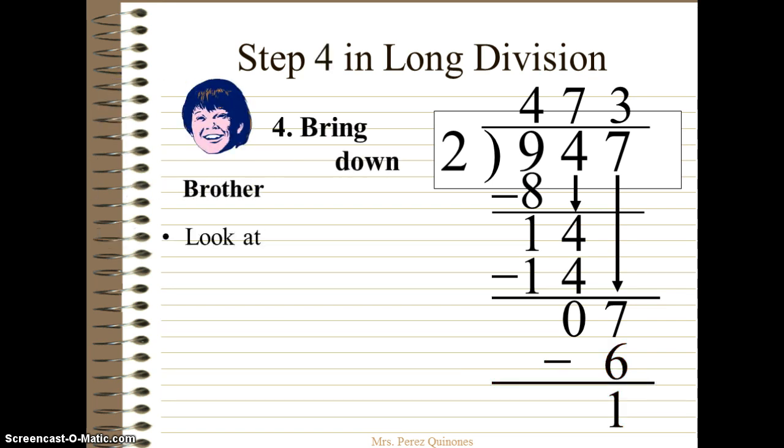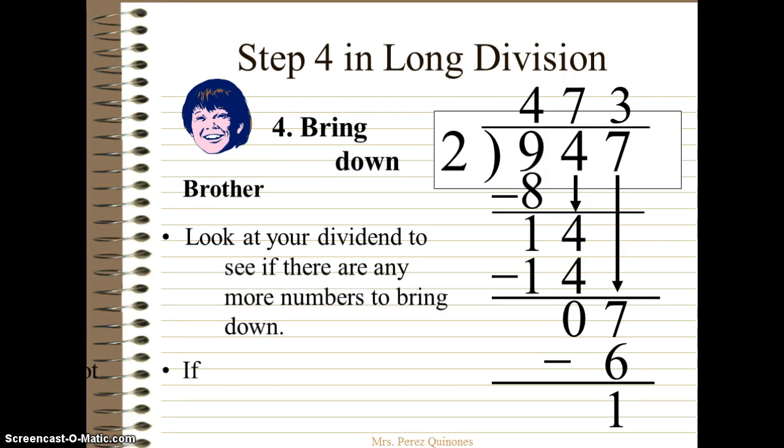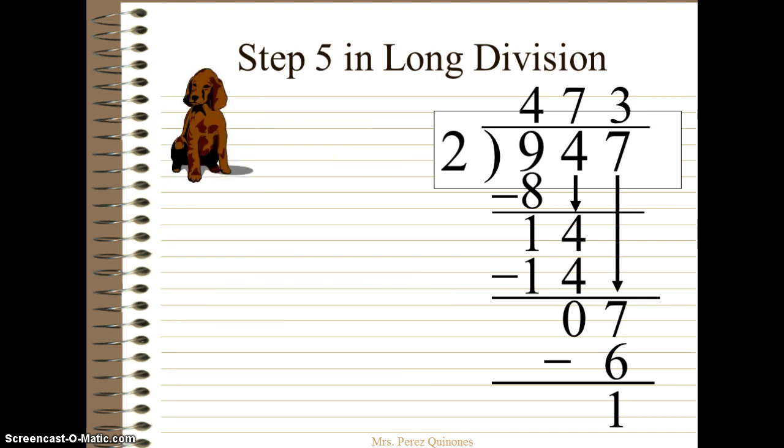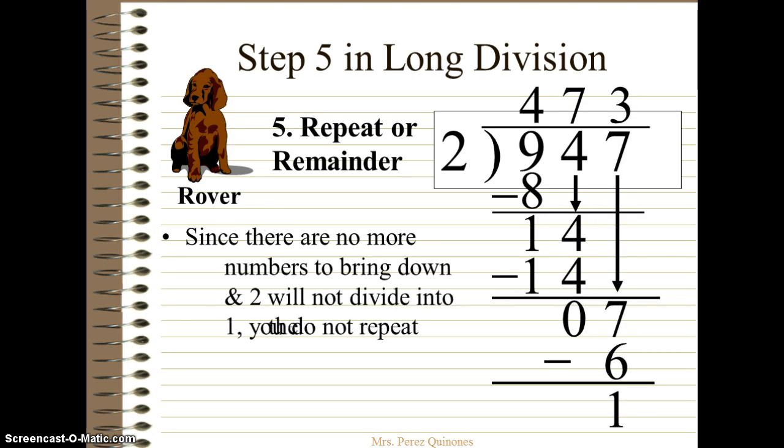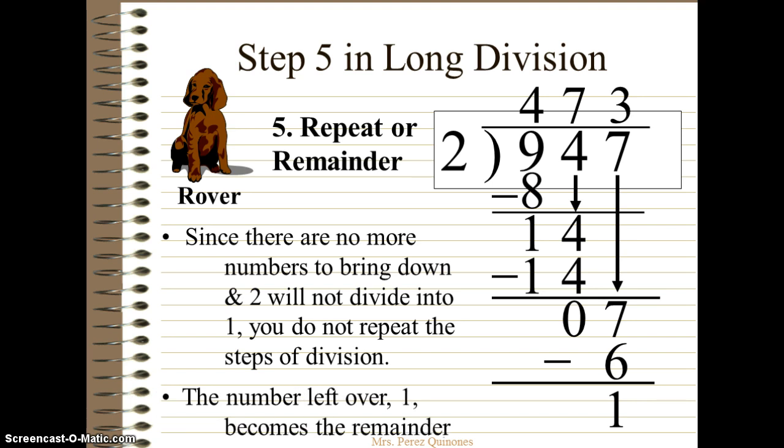Brother says bring down. Look at your dividend to see if there are any more numbers to bring down. If not, move to step 5. There are no numbers to bring down, so we move to Rover. Rover says repeat or remainder. Since there are no more numbers to bring down, and 2 will not divide into 1, you do not repeat the steps of division. The number left over, 1, becomes the remainder. Remainder of 1. 473 with a remainder of 1 would be our final answer.